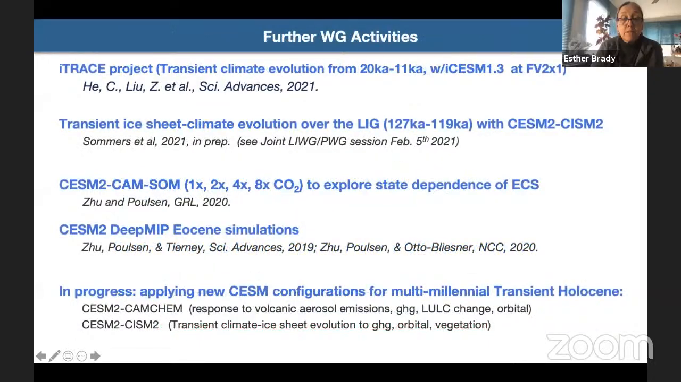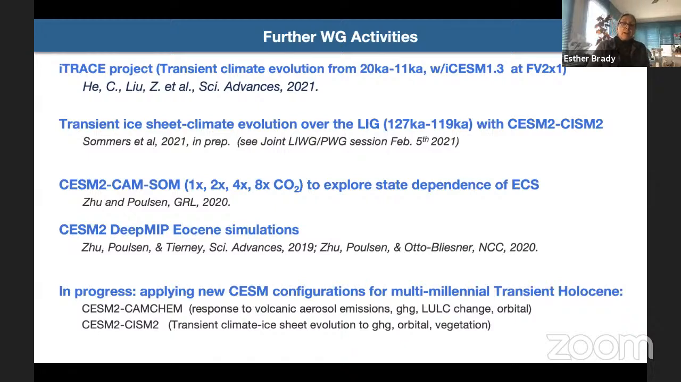There we go. I also want to let you know that the iTrace project, which is an NSF-funded project to look at and simulate the transient climate evolution during the last deglacial period from 20,000 years ago to 11,000 years ago, with the isotope-enabled CESM 1.3 version, will soon be available, and we now have a first paper out in Science Advances documenting that. This was a project led by Betty Otto-Bliesner and Zhengyu Liu at Ohio State University.